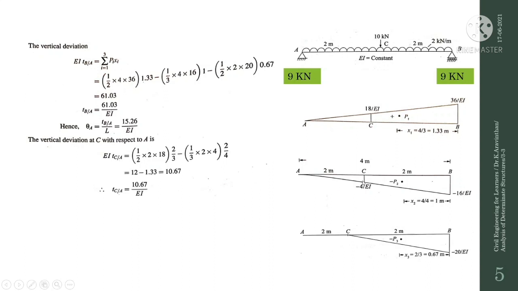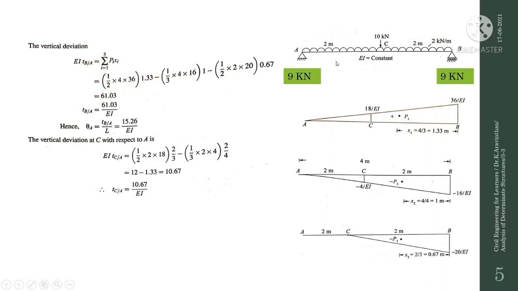And for the second diagram, since it is a parabola, the first half will be 3/4 of B and 1/4 of the base. The base is 4 meter, hence 4 by 4 will be 1. Due to the point load, you will be having a triangle. For a triangle, this distance is 1/3 of B. So 1/3, the base will be 2 meter here, from the center. Okay, now you have drawn the centroid for all the bending moment diagrams.